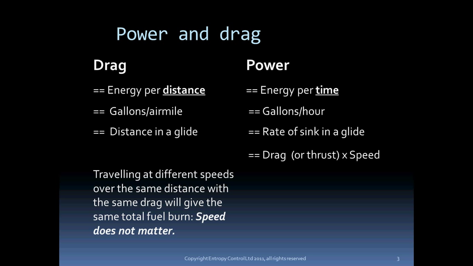One interesting thing is that if the drag is the same, you get the same miles per gallon, irrespective of speed. So for instance, a truck traveling at 50 miles per hour with a drag of 300 pounds will consume the same fuel per mile as an aircraft traveling at 150 knots with the same total drag.